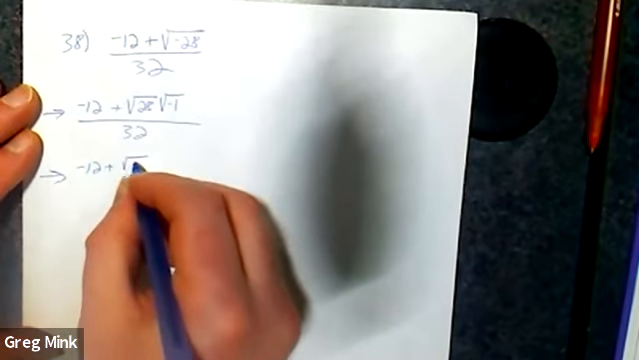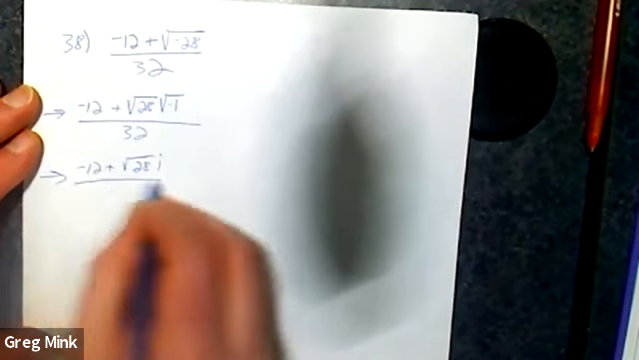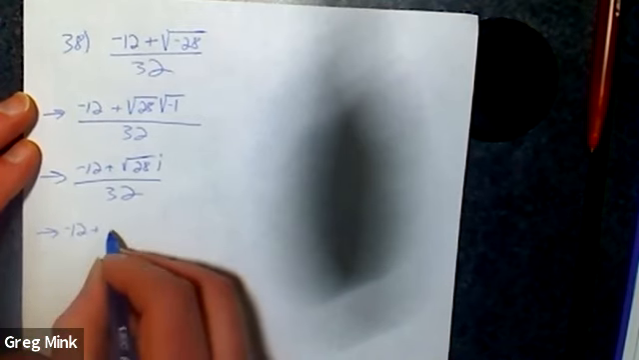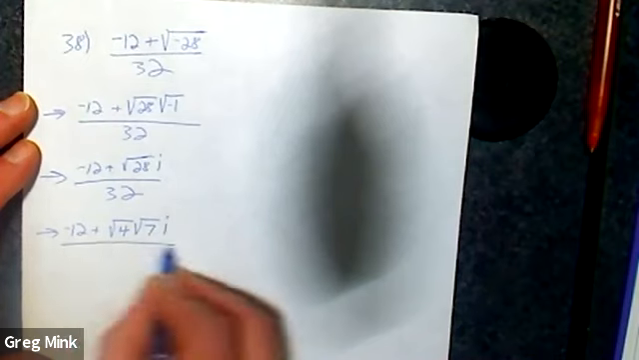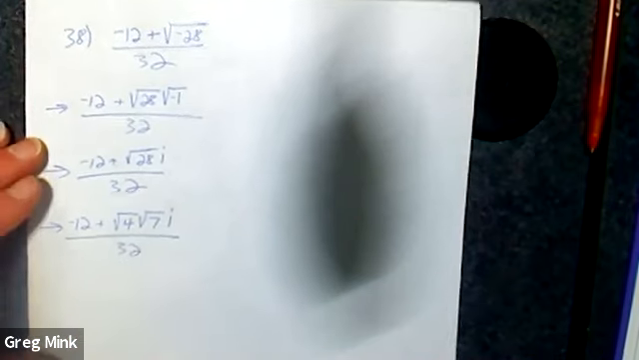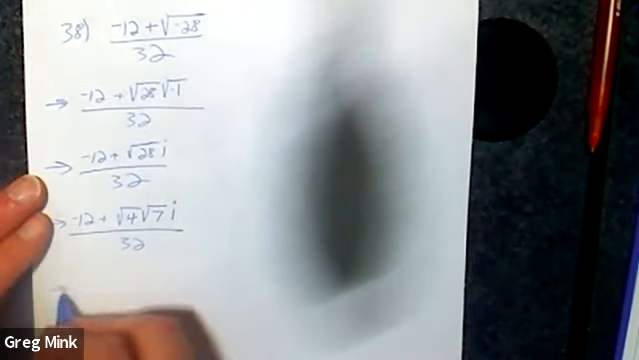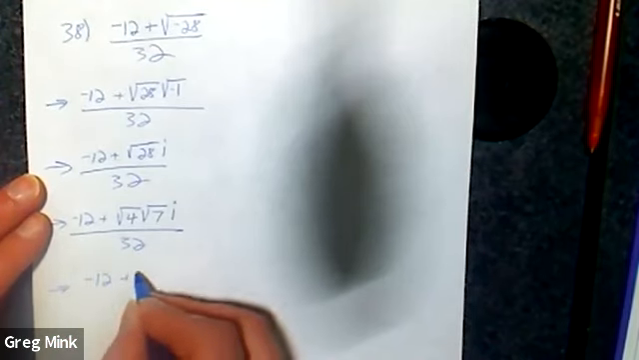Now, I want to see if I can simplify the square root of 28. Okay. And I think I can. I think I could do a root 4 and a root 7. Once again, why did I pick root 4? Well, here's the reason. -12 plus 2 root 7 i over 32, right? Square root of 4 is 2.